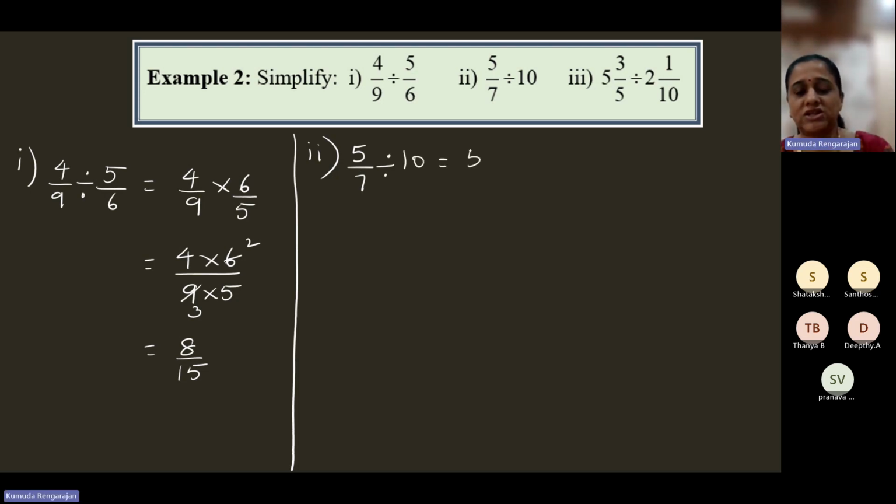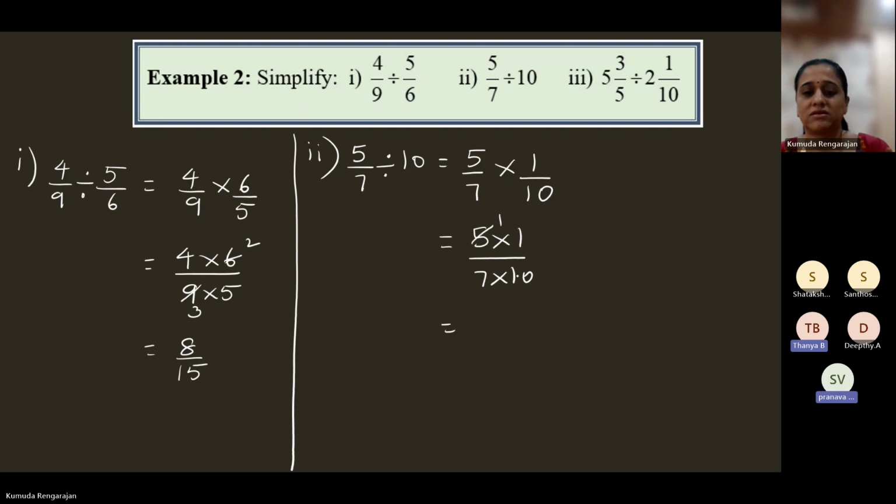So write the first fraction as it is. Division becomes multiplication. The second fraction is 10 by 1. Its reciprocal is 1 by 10. So we have converted the division problem to a multiplication problem. Now you know how to proceed. Multiply the numerators, multiply the denominators. Is the answer 1 by 14? Yeah.